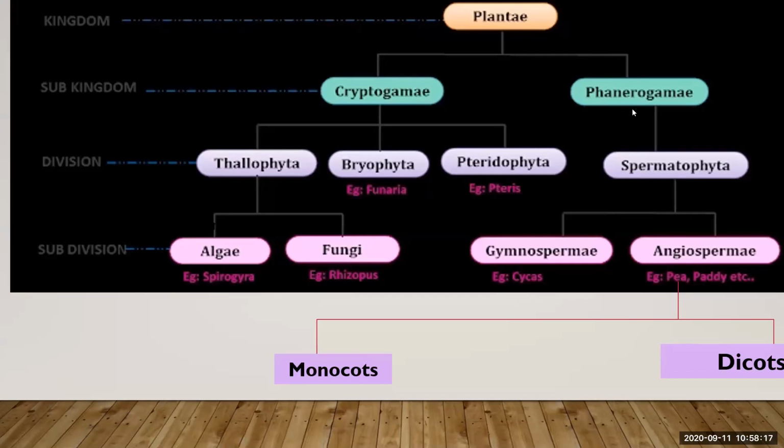And phanerogams are divided into gymnosperms and angiosperms, whether the seeds are naked, so we can see the seeds of those plants, or whether the seeds are enclosed. On this basis, they are classified into gymnosperms and angiosperms. Angiosperms are again classified into two, monocots and dicots, based on the seeds, whether they have how many cotyledons. When there is only one cotyledon, they are considered under the monocots, and when there are two cotyledons, they are considered under the dicots. Okay, so this much is clear to you.